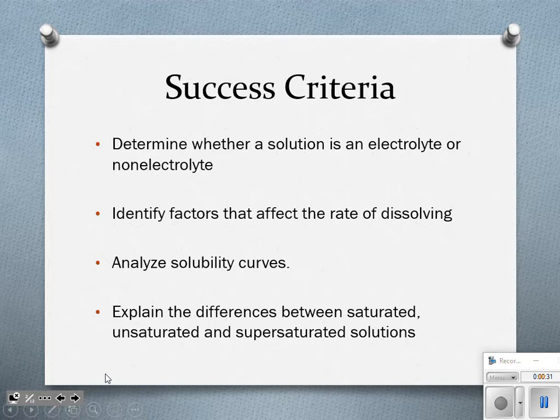Our success criteria are to determine whether a solution is an electrolyte or a non-electrolyte, identify factors that affect the rate of dissolving, analyze solubility curves, and finally, explain the differences between saturated, unsaturated, and supersaturated solutions.